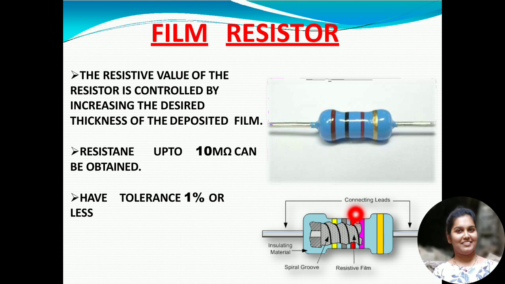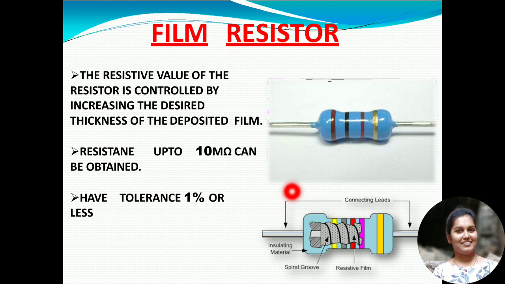So you can see here in this diagram we have two connecting leads. Between the connecting leads there is a material. In that material there is some resistive film, and on the resistive film there is a spiral groove. This entire setup will be placed in an insulating material. Okay, so this insulating material is placed in between the two connecting leads.